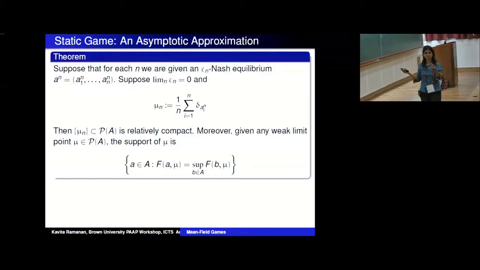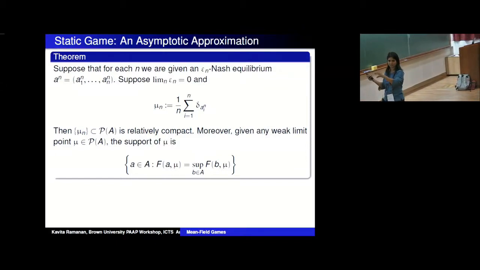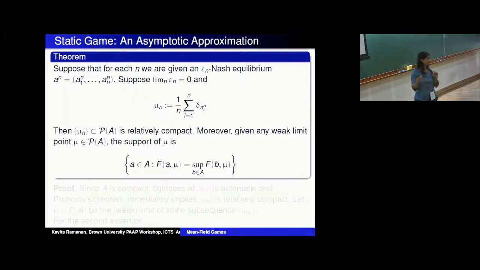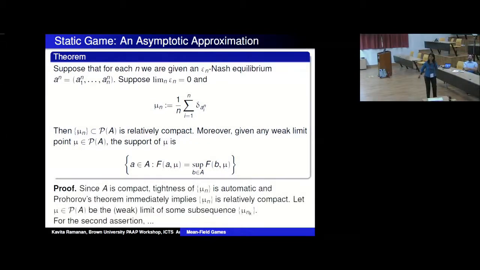Because the standard way to prove convergence is to first show relative compactness, then characterize the limit. If you can uniquely characterize the limit, then you get convergence, right? Of course, like I said, since A is compact, the tightness of mu n is automatic, and Prohorov's theorem says mu n is relatively compact. And now let mu be a limit point, but I have to prove this theorem to you, right? I just stated it. The first part, as I told you, is trivial. So now I'll give you the proof.